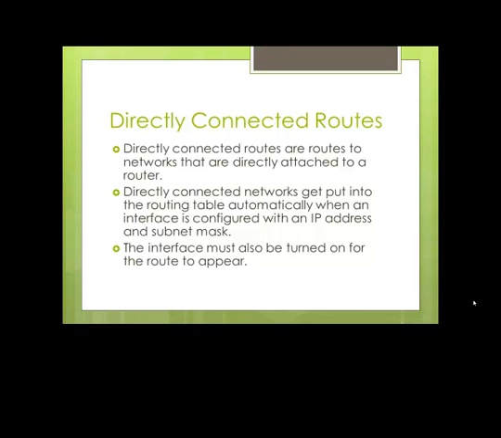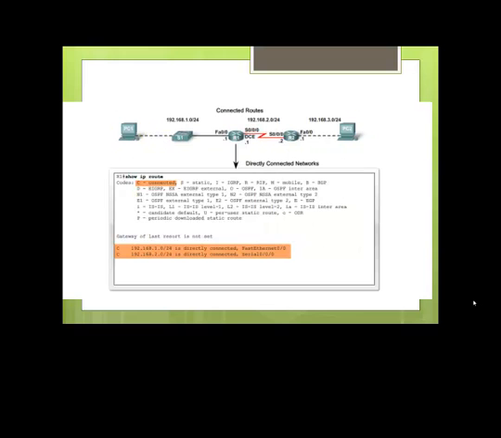Directly connected networks get put into the routing table automatically when an interface is configured with an IP address and a subnet mask, and that interface must also be turned on. So when you configure an interface on your fast Ethernet and you turn it on, that directly connected network now gets put into the routing table.